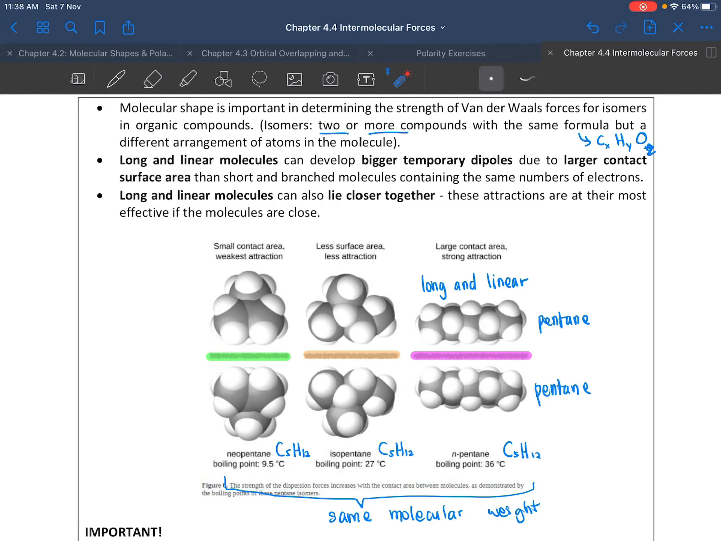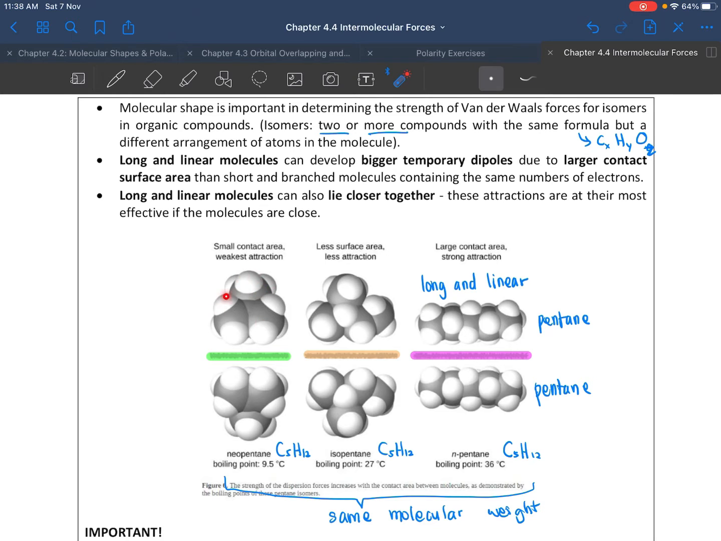Okay, untuk molecular shape, you don't have to worry. Kita tak guna shape yang complicated. Kita just akan guna long and linear molecule atau short and branch molecule. Okay, so this one can be categorized. Ini pentane, ini pentane. So this one pentane, since kamu pun boleh nampak the shape is long and linear. So inilah long and linear.